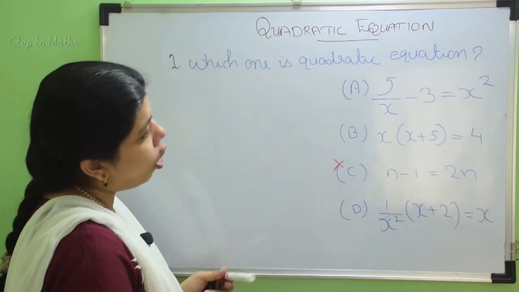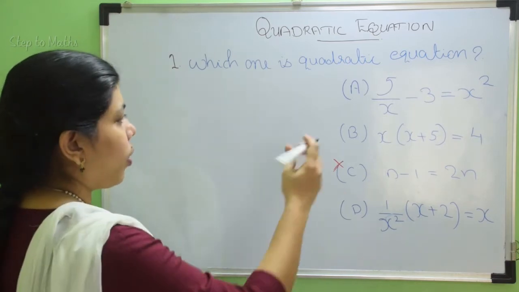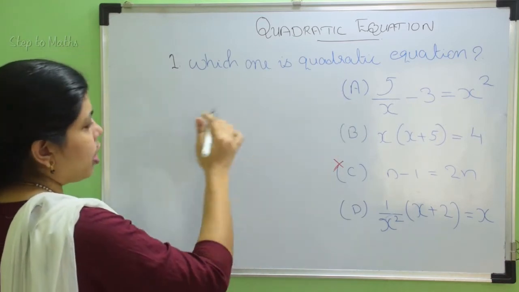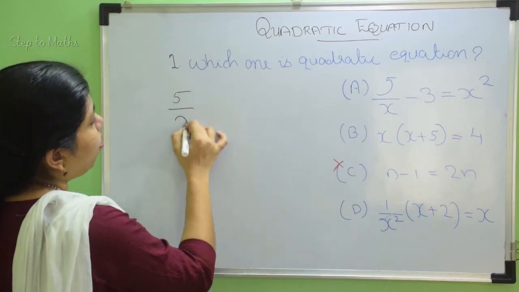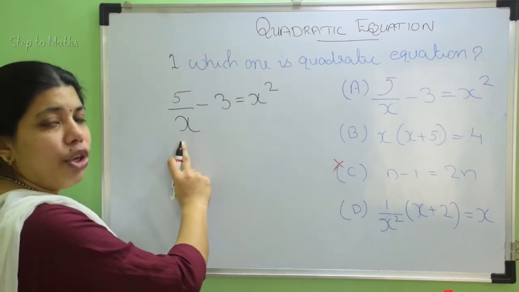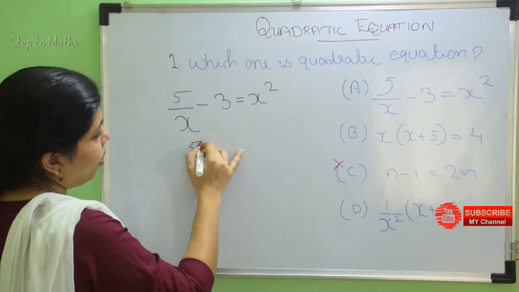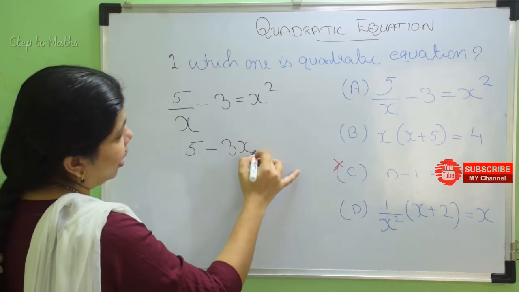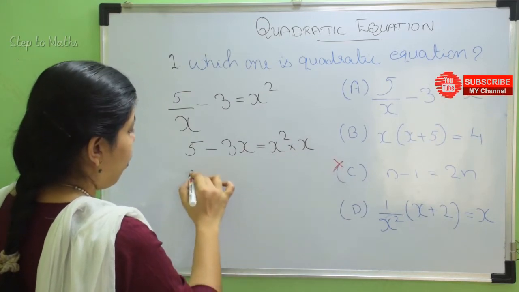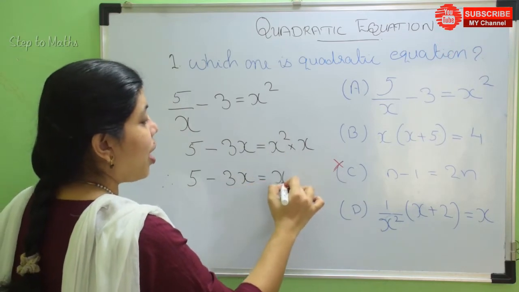Now take first option, option A, 5 upon x minus 3 is equal to x square. To determine if it's a quadratic or not, first we have to simplify it. 5 upon x minus 3 equal to x square. On the denominator x, you have to cross multiply it. So, the left hand side becomes 5 minus 3x is equal to x square into x. Therefore, 5 minus 3x is equal to x square into x, which is x cube.